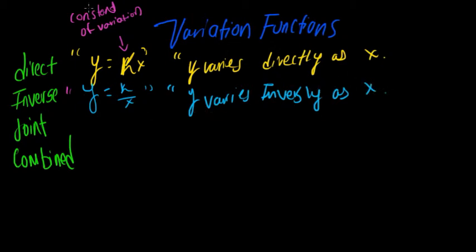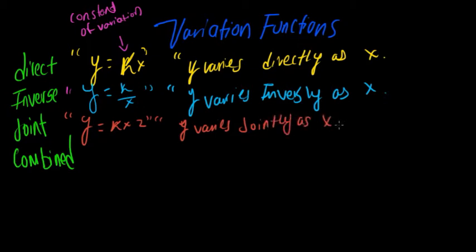Now let's look at joint variation. Joint variation is a relationship among 3 variables, written in the form y is equal to k, which is your constant of variation, times x times z. This is written as the statement y varies jointly as x. We'll introduce combined variation in just a minute. I'm going to introduce it to you in a different way. But these are the different types of variations that we'll be talking about.